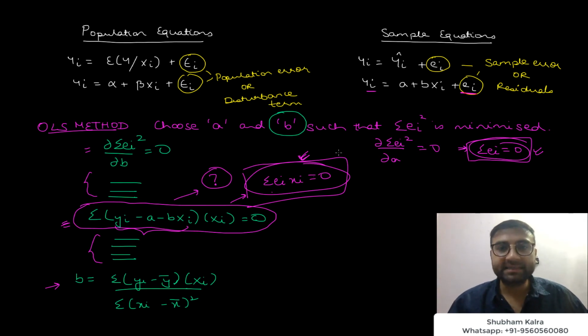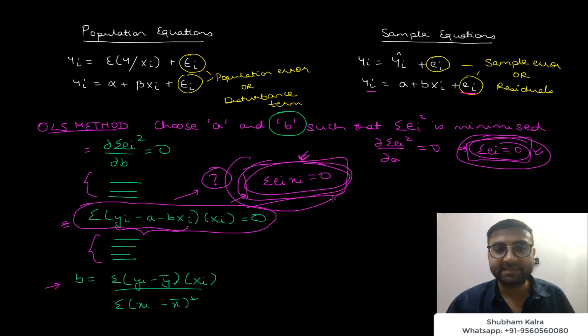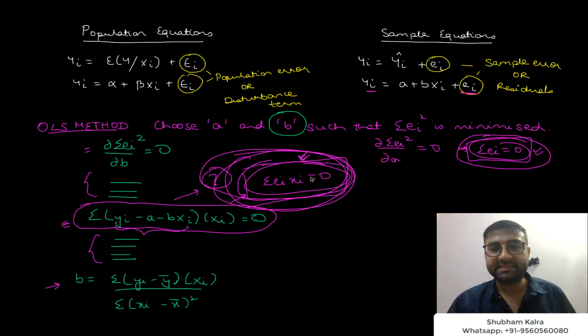So if you want to understand the intuition of why summation of ei equal to 0 is considered a good thing, and why summation of ei multiplied by xi equal to 0 is considered a good thing, then you should take a look at that video. In this video, I'm going to talk about the math, that is, what this implies mathematically. What do we mean by summation of ei multiplied by xi equal to 0, and what do we get from this expression in mathematical terms? So let's understand that part.